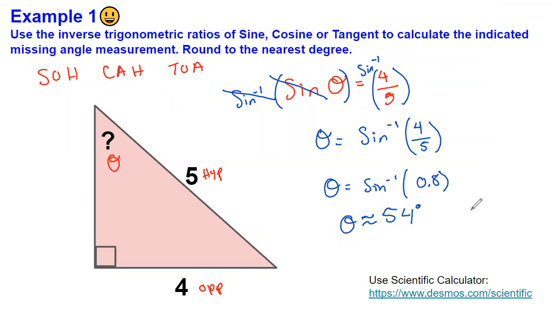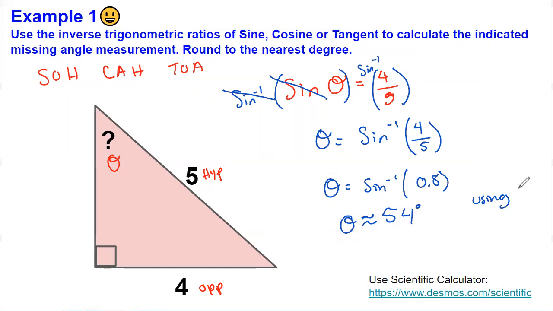So we can say, using a calculator, you can say 53, but it's to the nearest degree. So we would round it up to 54 degrees. So it equals 53.13. Therefore, theta has to equal 54 degrees. Not too bad, huh?